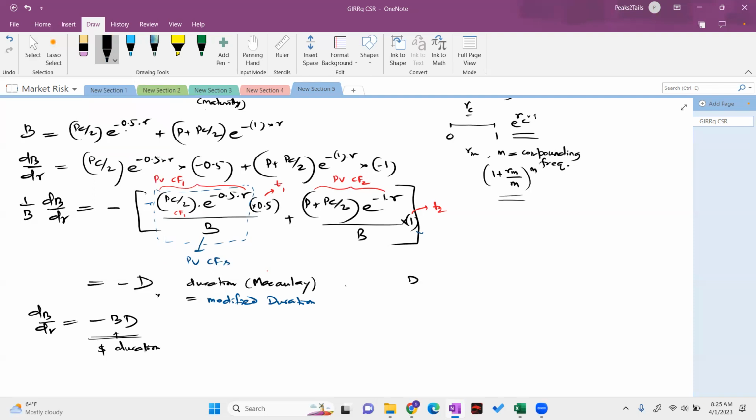If you have a discrete compounding case, and D is the duration, just remember this: modified duration would be D divided by 1 plus R by M, where M is the compounding frequency. And you can see if M tends to infinity, this becomes D, right? So that's continuous compounding.